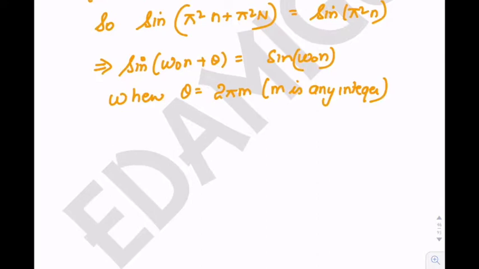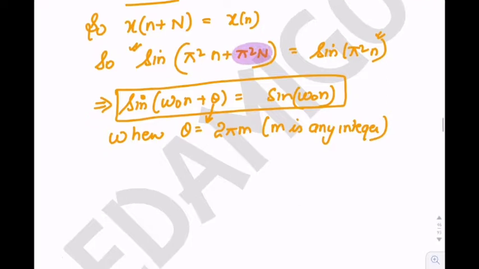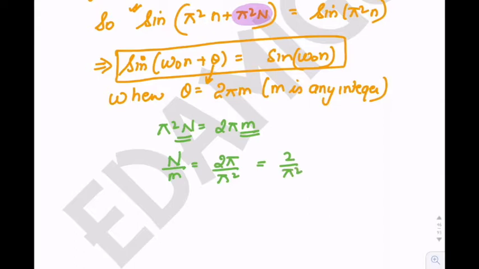Now this condition is valid when theta is equal to 2 pi m, where m is any integer. So this condition will be valid when pi square N is an integer multiple of 2 pi. So pi square N should be equal to 2 pi m. Now in this condition, m and capital N both are integers. So N upon m is equal to 2 pi upon pi square, that is 2 upon pi.